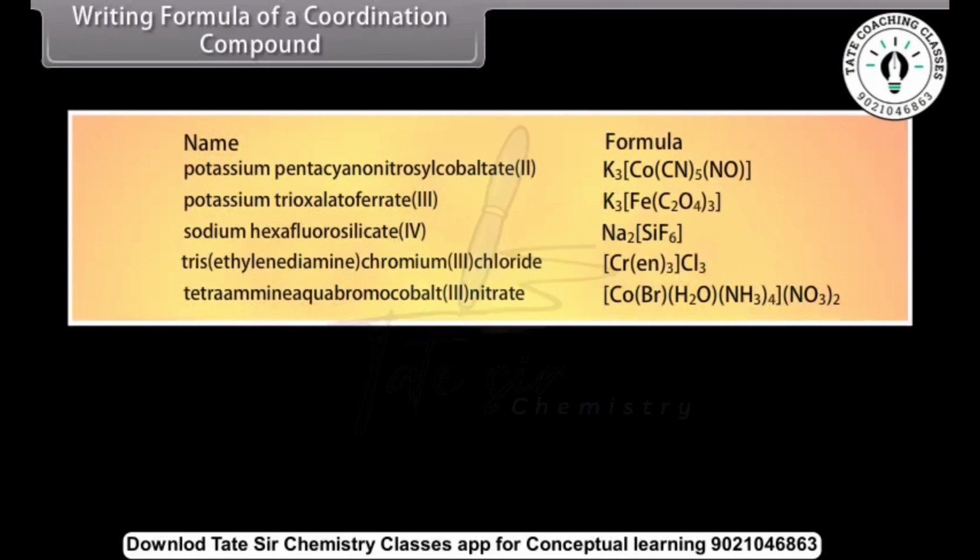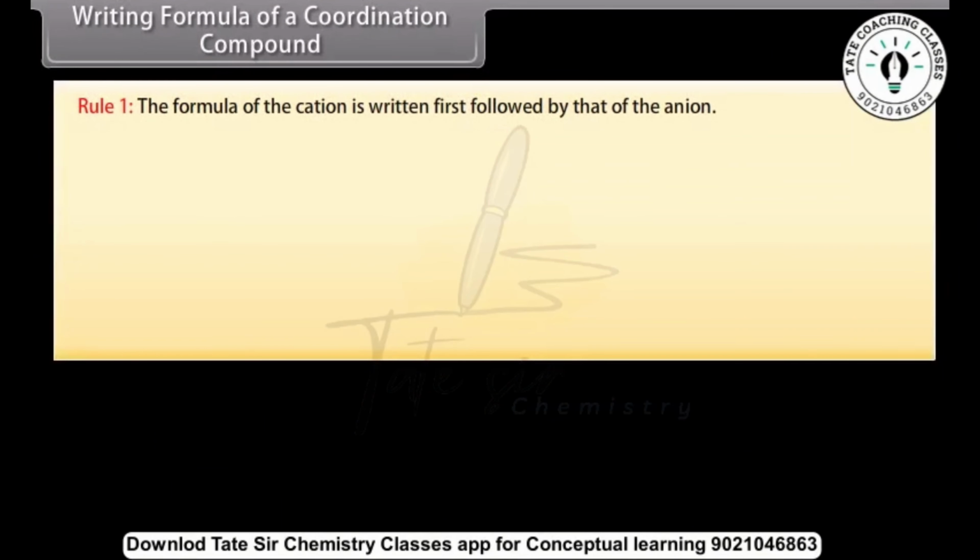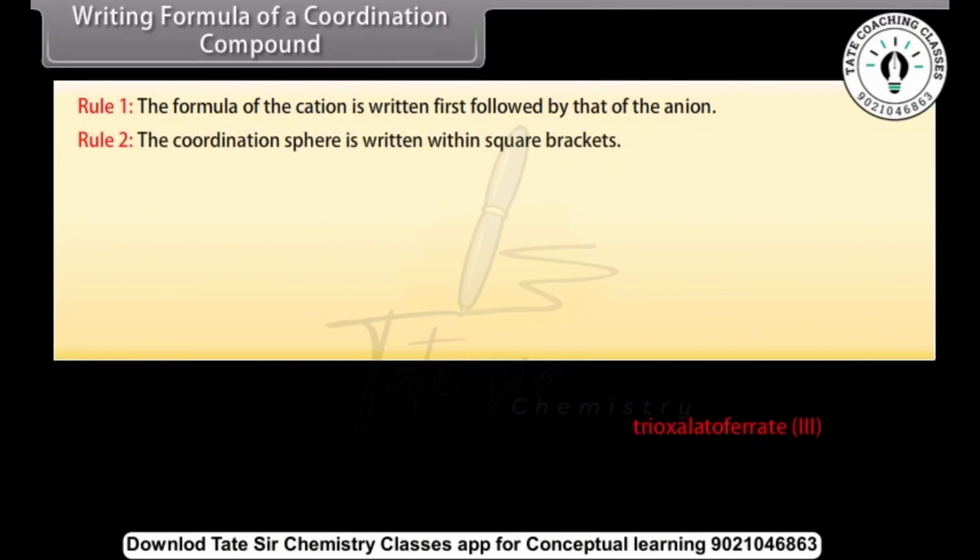Write formula of a coordination compound. When the name of a coordination compound is given, then some rules are to be followed for writing its formula. Rule 1. The formula of the cation is written first, followed by that of the anion. Rule 2. The coordination sphere is written within square brackets.